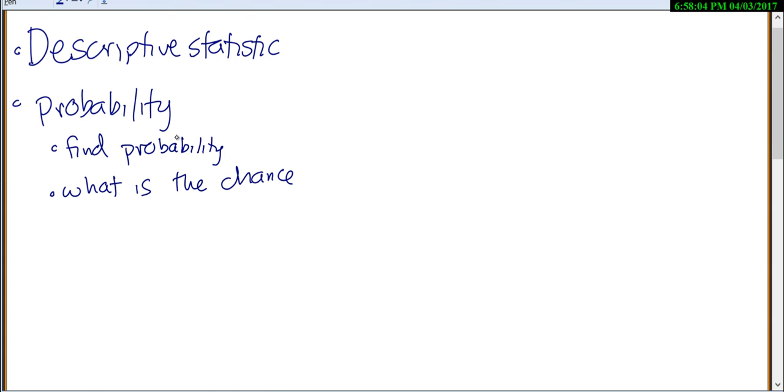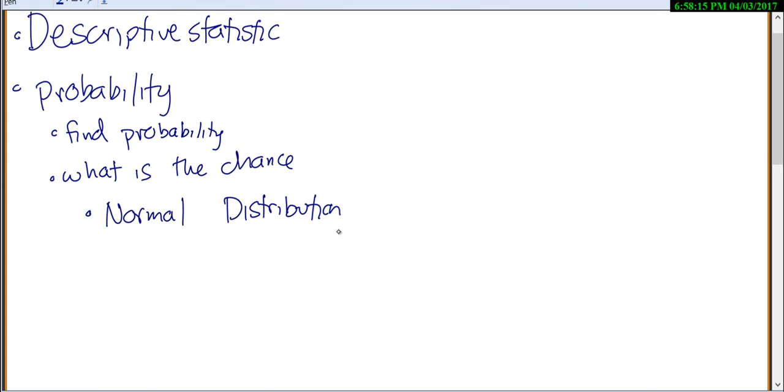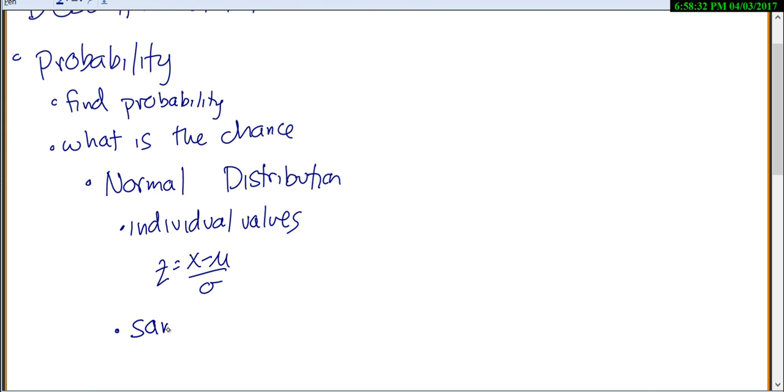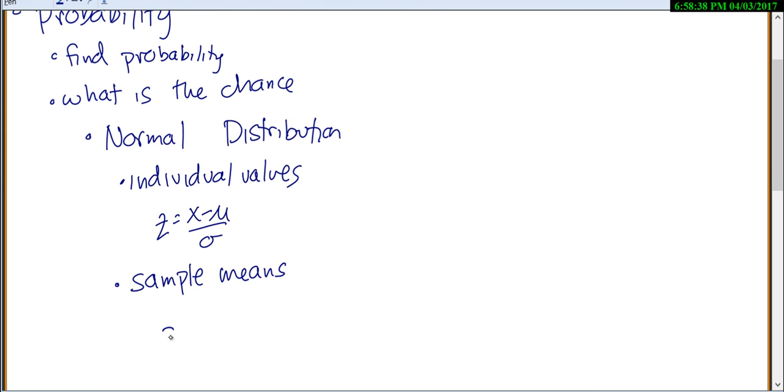And as far as what you're going to have to do on this test, the only thing you have to do to find probabilities is going to come under the normal distribution. There's two different kinds that I'll make you do on this test. You'll have it for individual values, which is z equals x minus mu over sigma, and we did one of those today. You also have sample means, and that one will be z equals x bar minus mu over sigma over the square root of n.